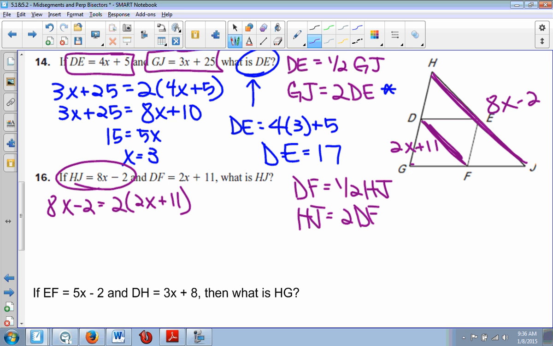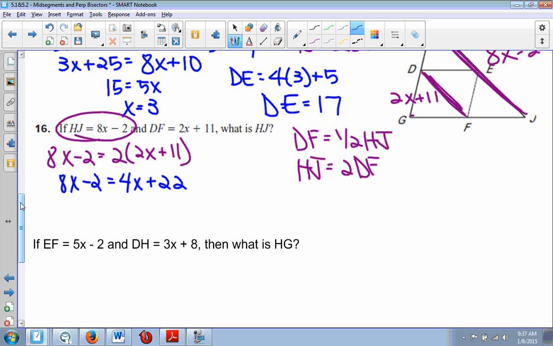Solving the problem, we would distribute just like above. 8x minus 2 equals 4x plus 22. We would do a little rearranging. I'm going to add 2 to both sides, subtract 4x from both sides. Doing those two things gives us 4x equals 24. And then I would divide by 4 to get an x value of 6.